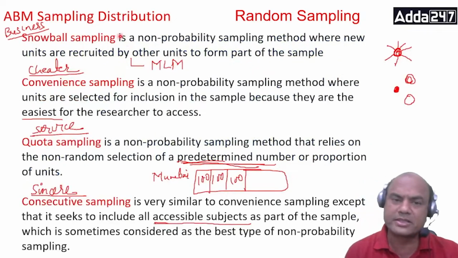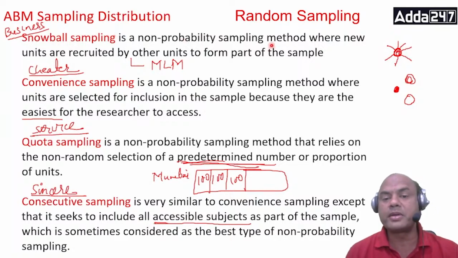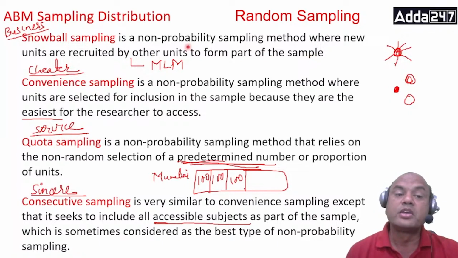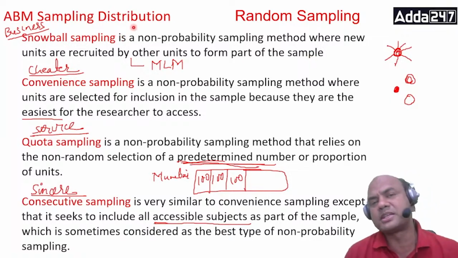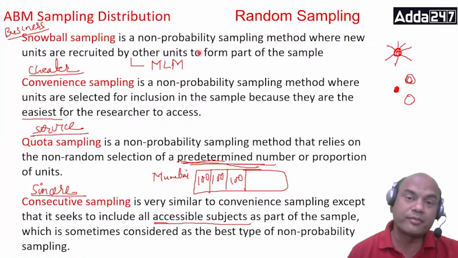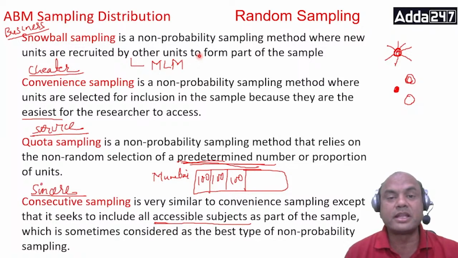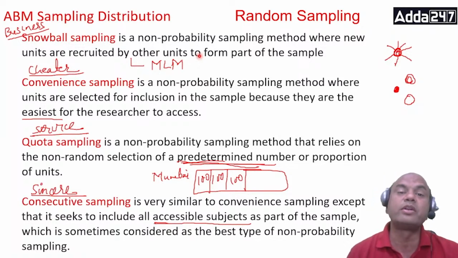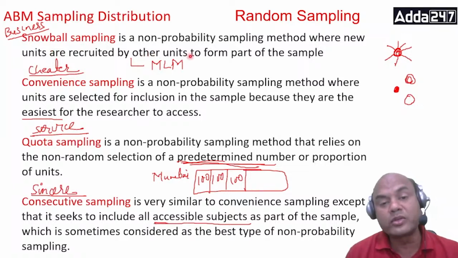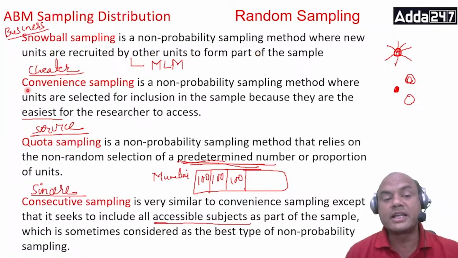Now some other samplings, and these are also judgmental only. Snowball sampling is a non-probability sampling method where new units are recruited by other units to form part of the survey. This snowball is asked every time in the exam, every time. This is similar to MLM, multi-level marketing. You know that, no? You get one person, then that person will get three persons, those three will get three more, and it goes on and on, right? So that is the same way, where new units are recruited by other units to form part of the sample.